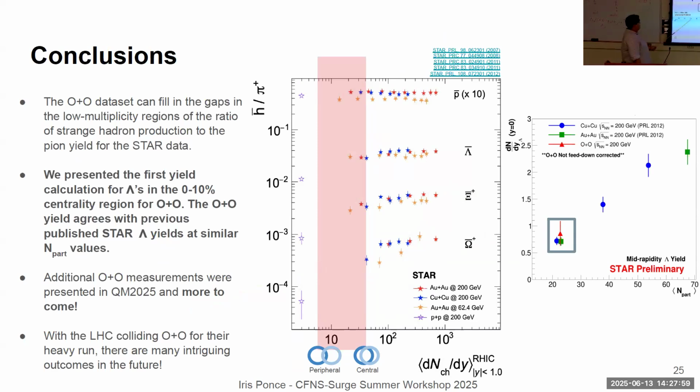These are some preliminary results that I've shown at a different conference. We compare the oxygen yield in its most central bin to other published data for a similar number of participants, and they agree within uncertainties. I can post a link to where these are, but there are a lot of oxygen-oxygen measurements presented at Quark Matter. You should check them out. There's also a really interesting opportunity because the LHC is supposed to do an oxygen-oxygen run later this year. That's the first time where we can have a direct comparison between the two.